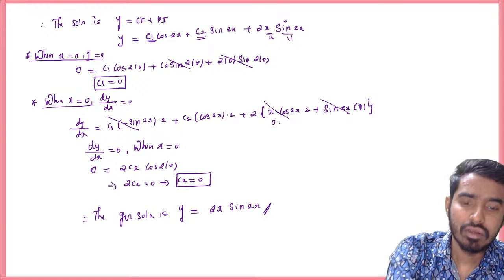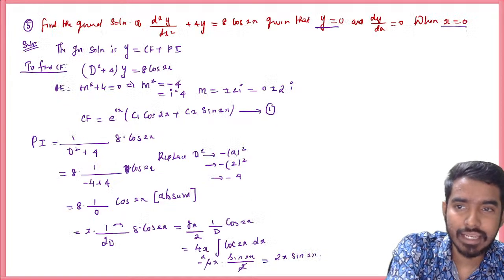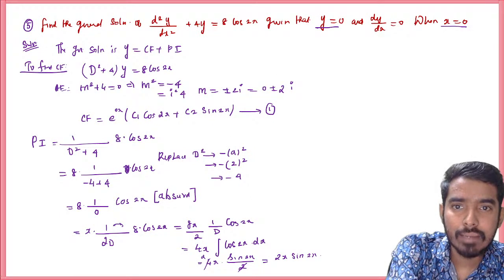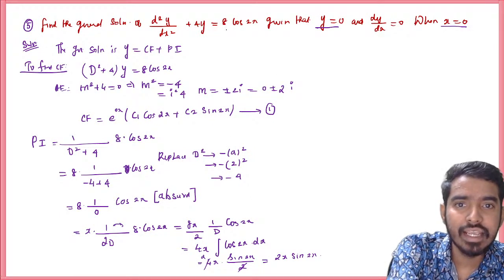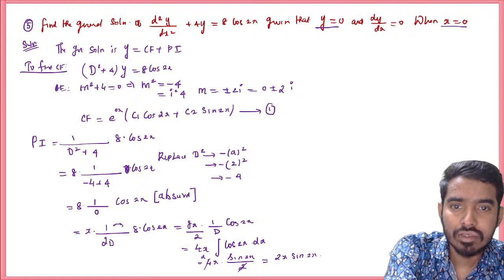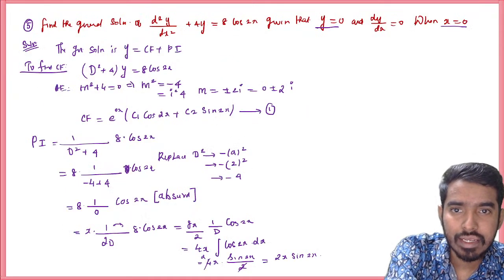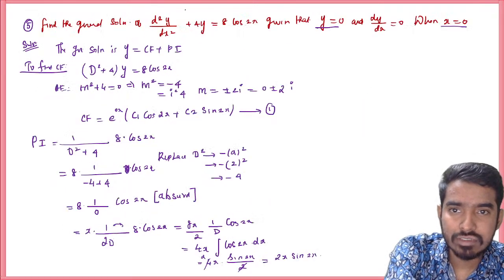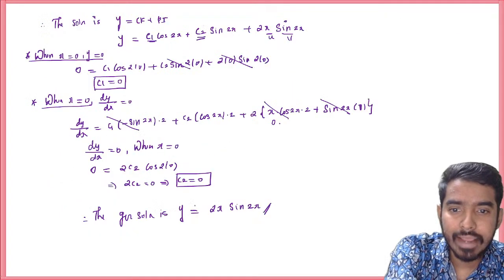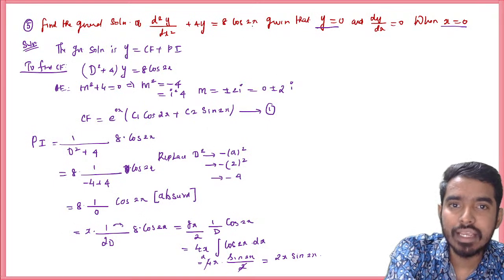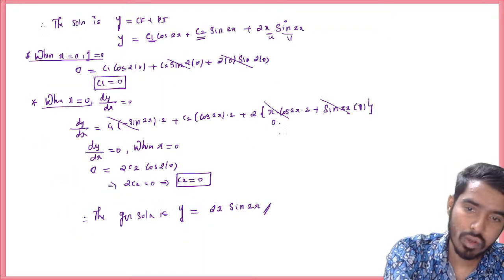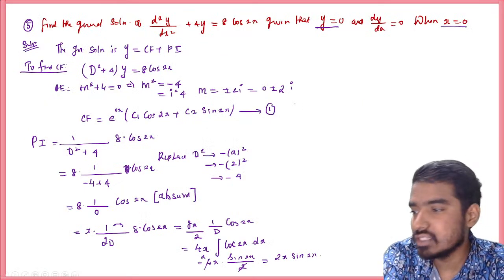You can check it out. You just substitute y to be 2x sine 2x here. Differentiate that twice, add 4 into y, and you will get 8 cos 2x as the answer, right? Differentiating y twice gives you the first part, and 4 times y gives you 8x sine 2x. Add both, you will get 8 cos 2x, right? Okay, is it clear? Any more problems?